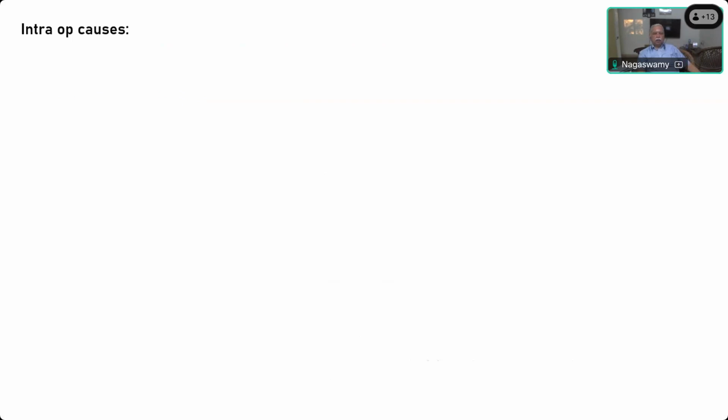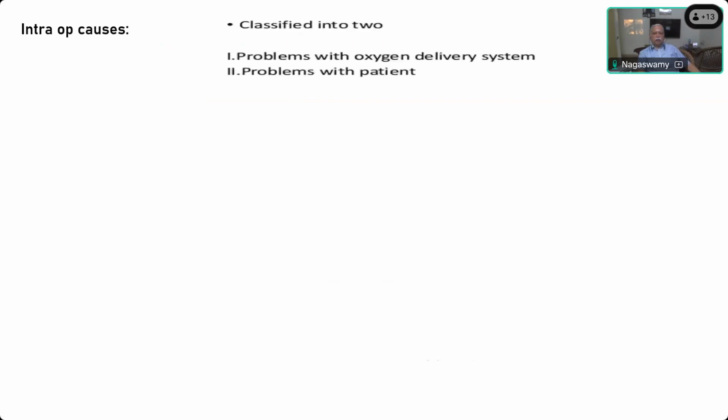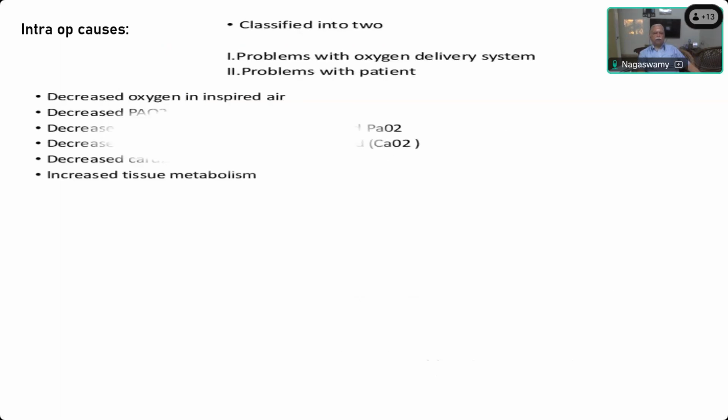Now coming to the intraoperative causes. So these are the points that you have to remember and write for the preoperative causes. Intraoperatively, it can be classified into, as we said, problem with oxygen delivery to the patient or patient's problem. These are the two categories due to which intraoperative hypoxemia can happen.